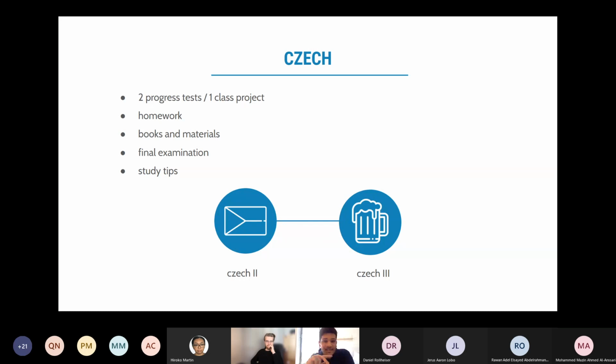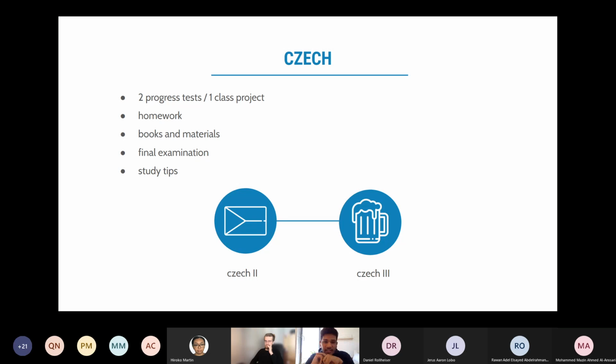Czech 2, which is the Czech that you guys have this semester. There's 2 progress tests, I believe, and 1 class project. You pass those and you get a certain percentage off. I think it's 2% for the written exam, 3 for the oral, and 3 for the final group project that you guys might be working on. And then, of course, if you do all your homework, that's another 2% off your final mark.